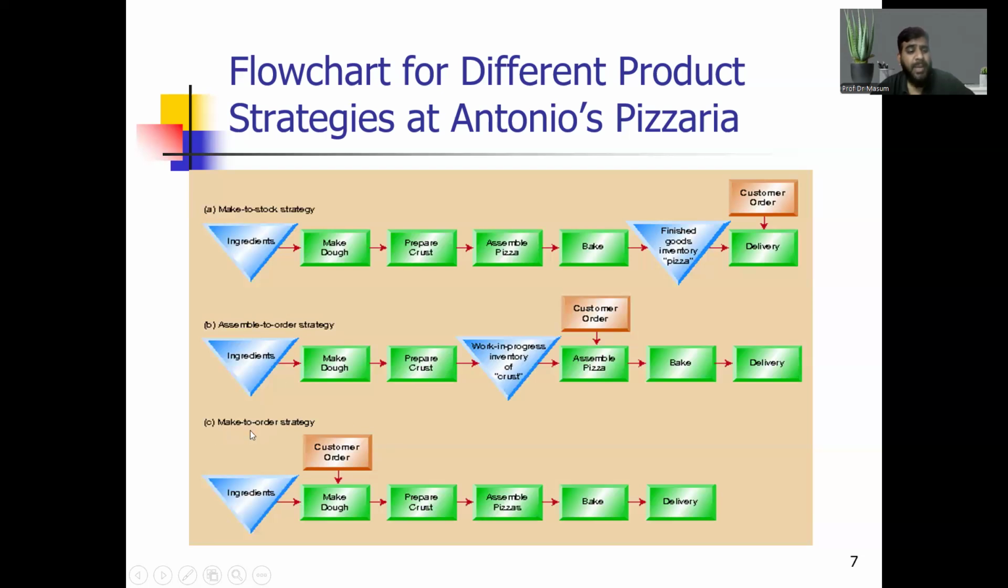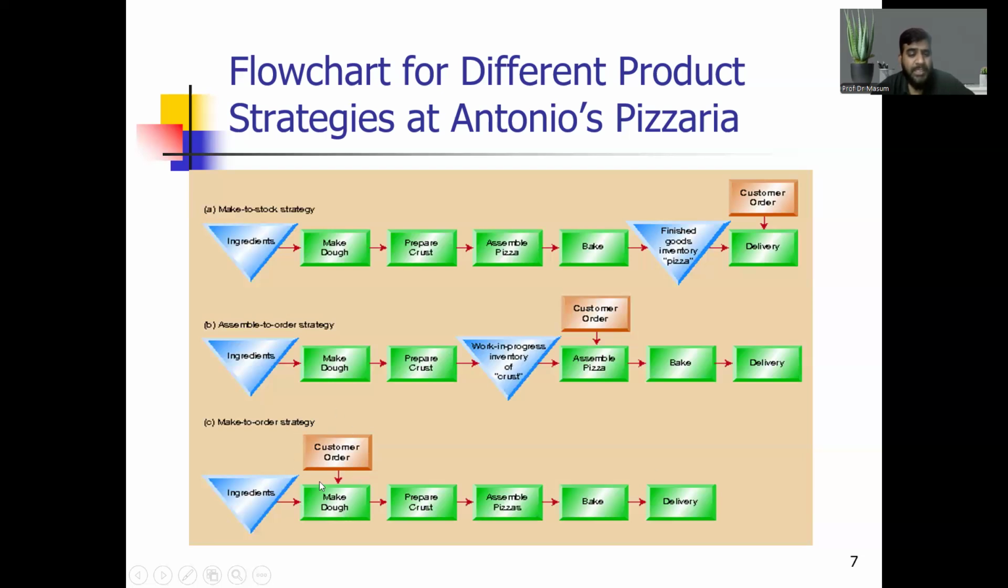And the strategy may be make to order strategy. That means you will go to the Pizza Hut, pizza shop, and then you will place an order. And you will say that the dough or the crust must be thin. So when they are preparing thin crust, what they have to do, the dough will be different. So the operation will begin from dough preparation and then crust, then assembling the pizza, bake, and delivery.